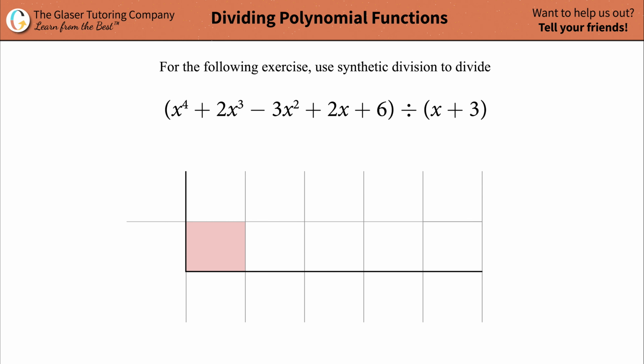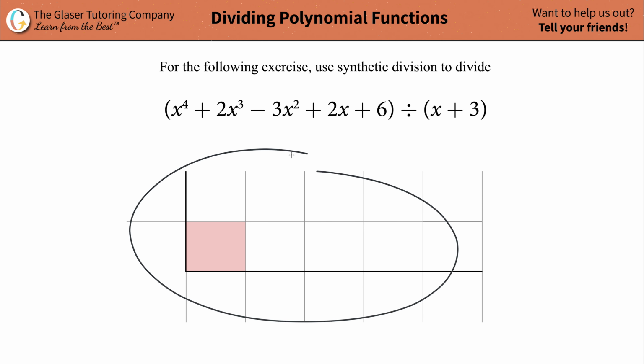Today I would like to teach you how to do synthetic division with the following example of x to the fourth plus 2x cubed minus 3x squared plus 2x plus 6 all being divided now by x plus 3. So how do we do this?